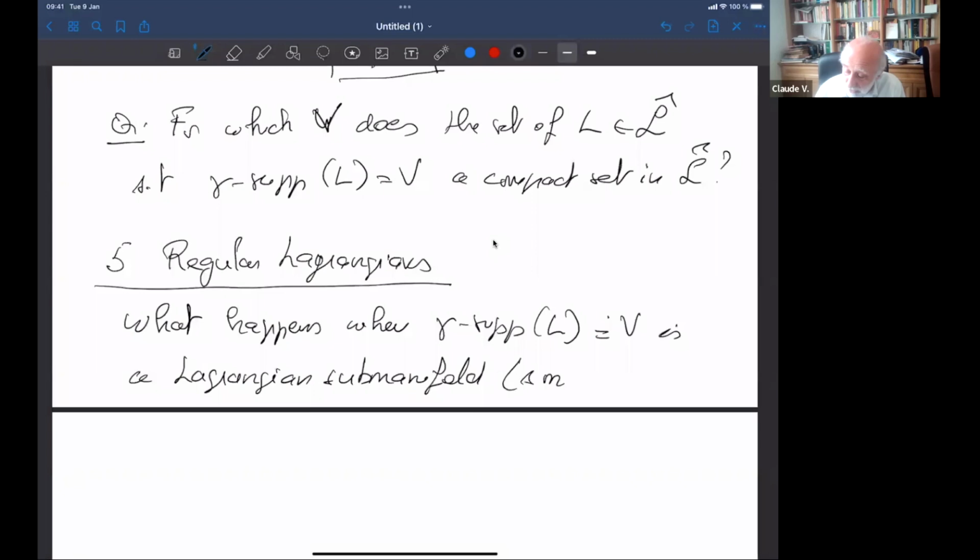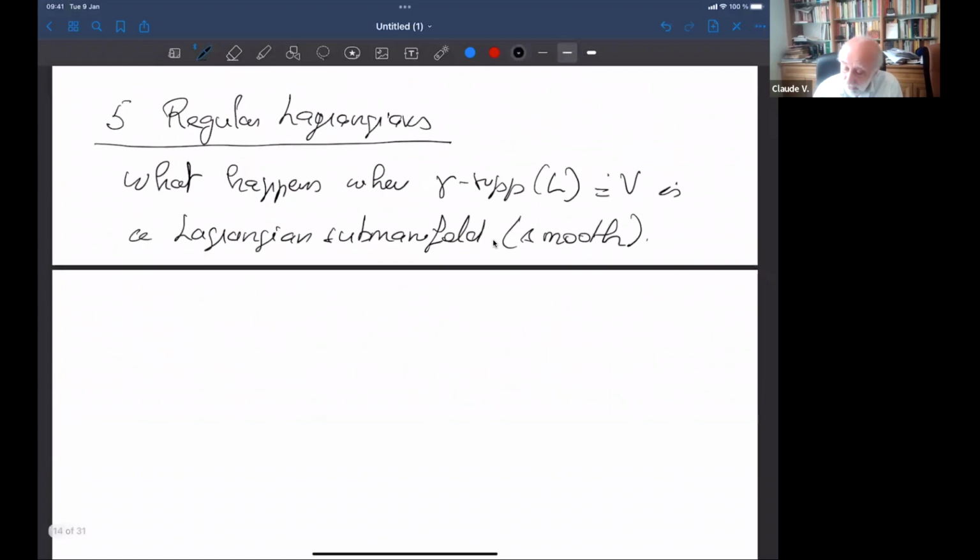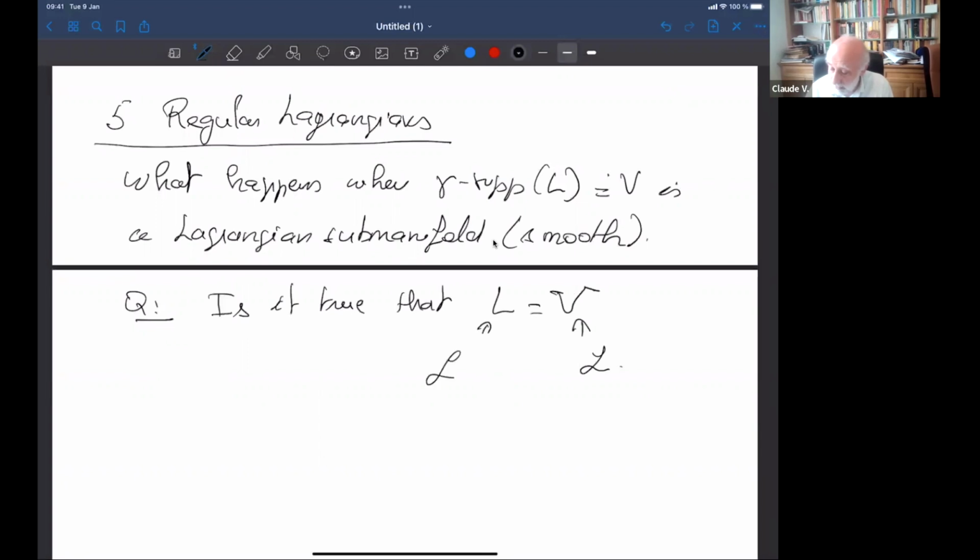And here by Lagrangian submanifold, I mean smooth, for the moment at least. So the question you can ask in this case is: is it true that L is equal to V? What does that mean? Well, V is a smooth Lagrangian submanifold, so this belongs to L, and a priori this belongs to L hat. But of course I have an inclusion here. So what this means is that the gamma support actually defines the element L in L hat. Another way to say that is that the L such that gamma support of L is equal to V is unique.